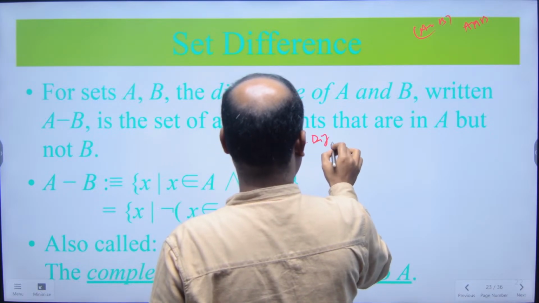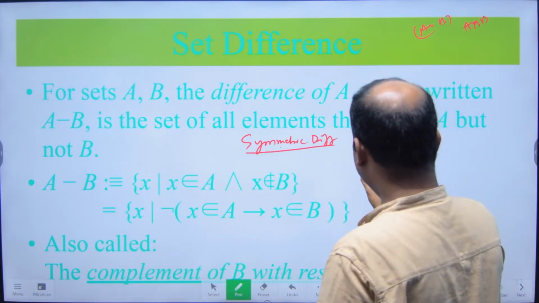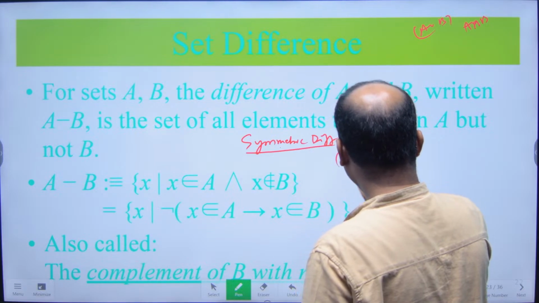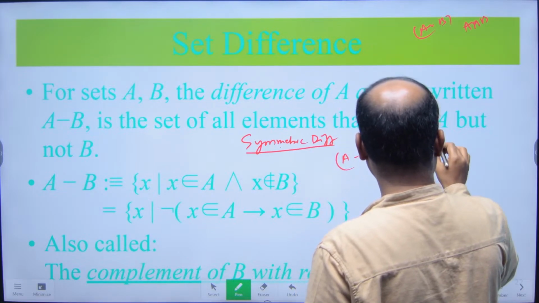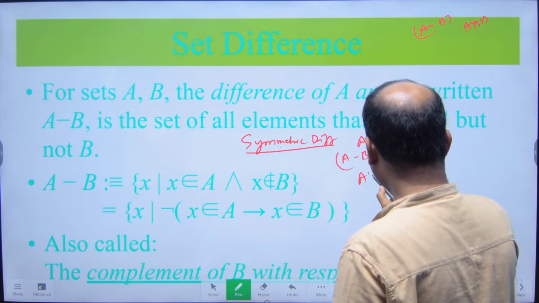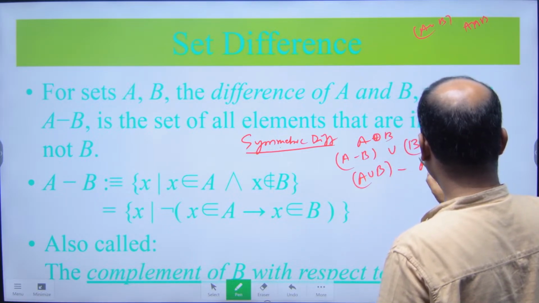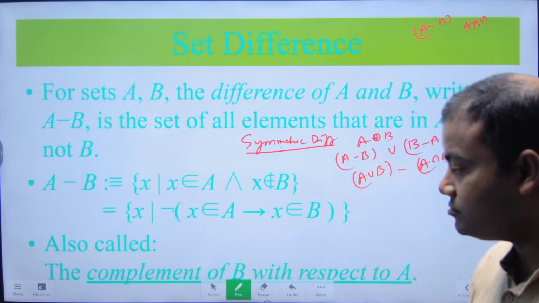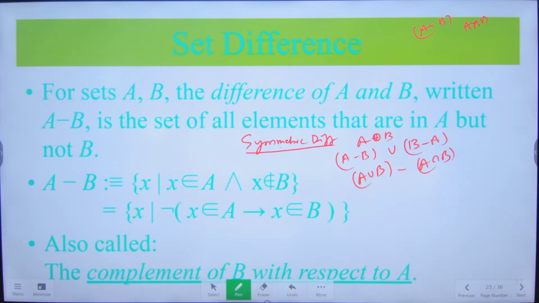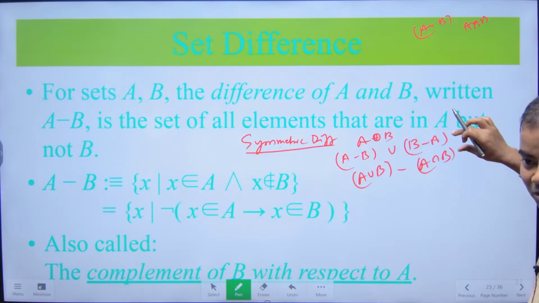Symmetric difference. What is symmetric difference? A XOR B, okay, that is equal to A minus B union B minus A, and that is same as A union B minus A intersection B. Okay, how can you understand that both are same, or it looks different?